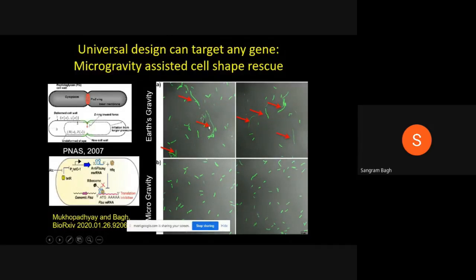In Earth's gravity, we engineer the cell in such a way that you see the cells look elongated, right? This is not exactly the cell shape. Now our device shows that when you put it in microgravity, this shape is cured, and you won't see these kinds of elongated shapes. So we're very happy that we were able to make the world's first microgravity biosensor, and we can use this to control many cellular processes.